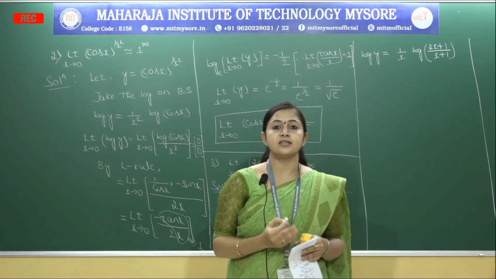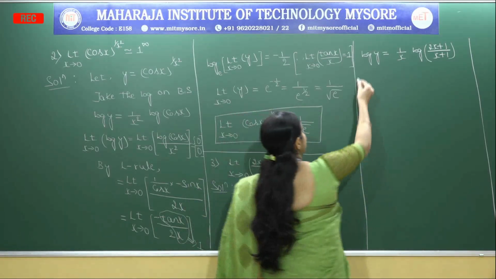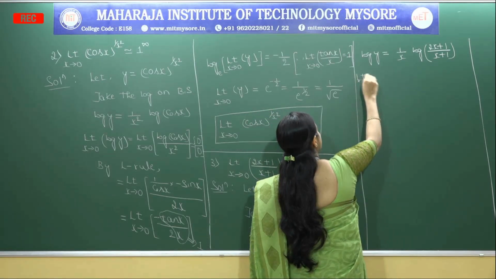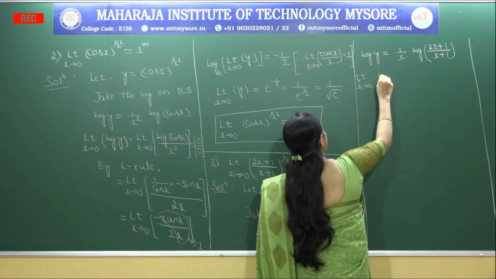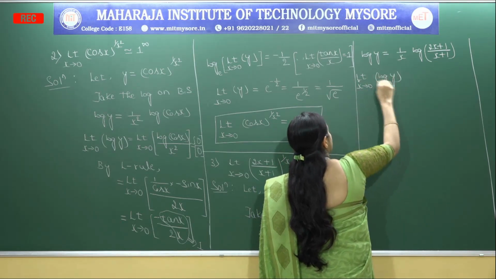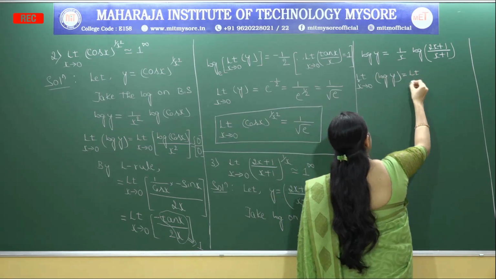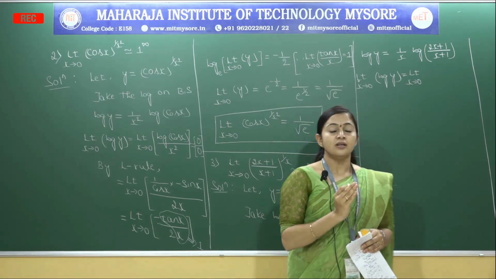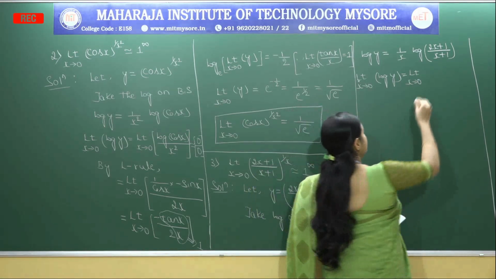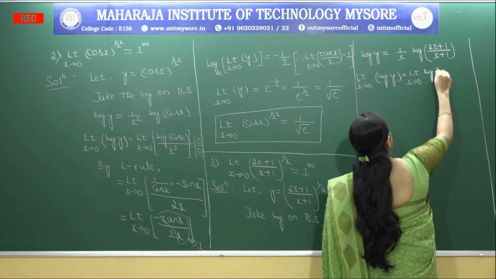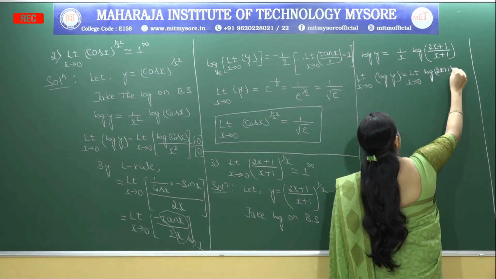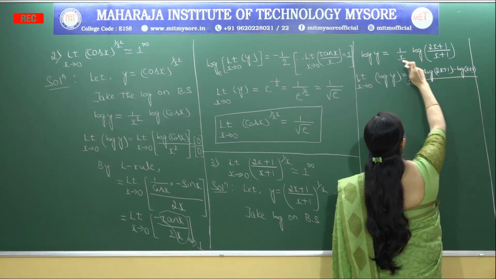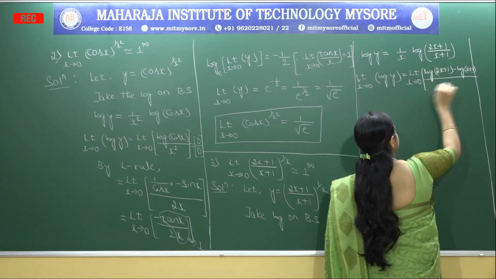Then they have given the limit as x tends to 0, so apply the limit on both sides. The limit as x tends to 0 of log y equals the limit as x tends to 0. Here again you apply the logarithmic property log m by n. So log m by n can be written as log of 2x plus 1 minus log of x plus 1, and the denominator you have x here, so write that x.